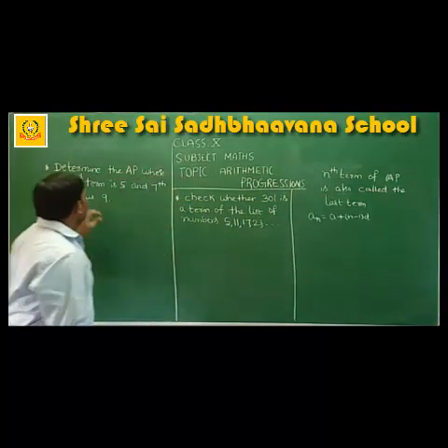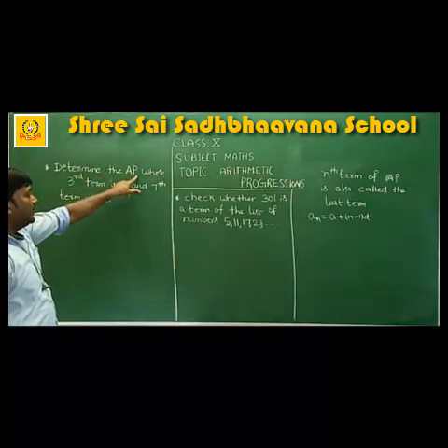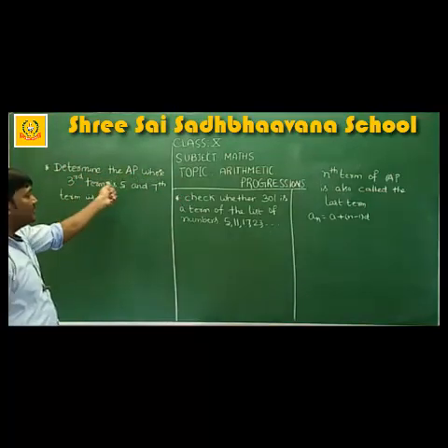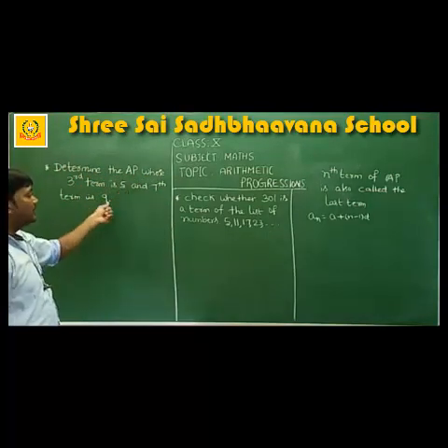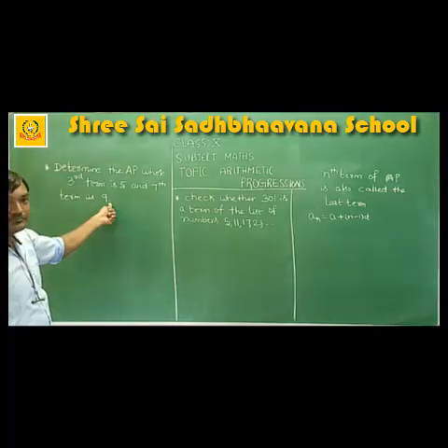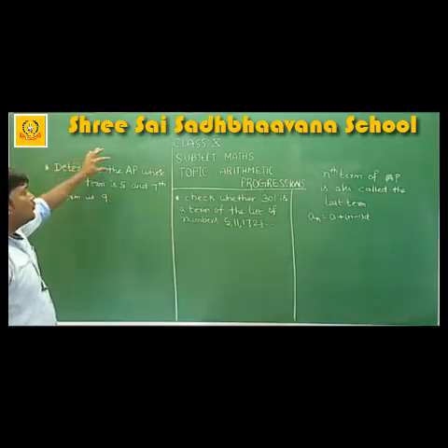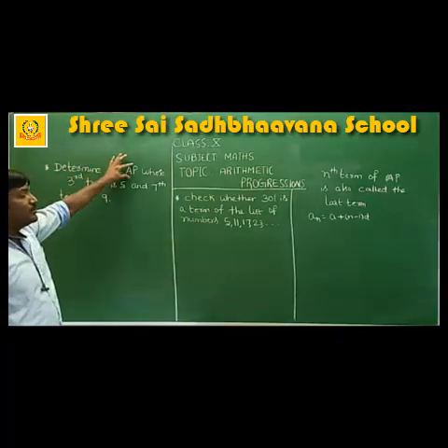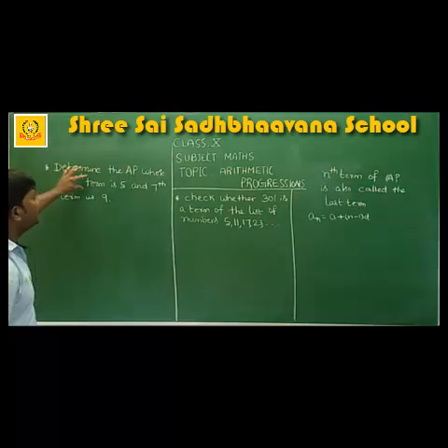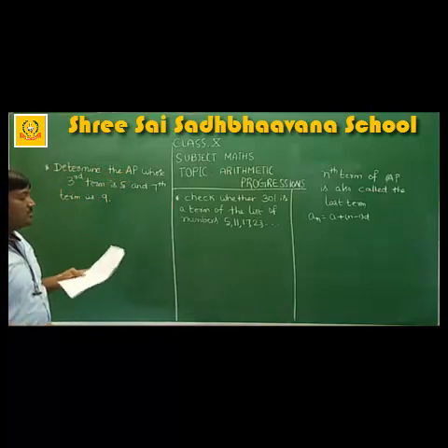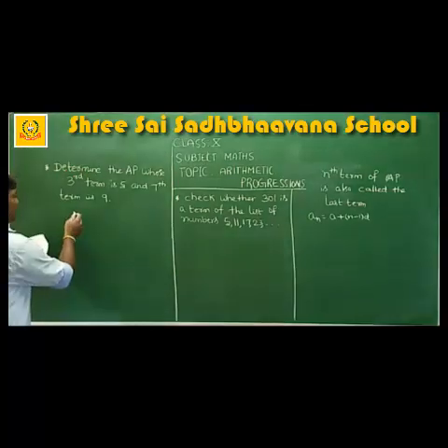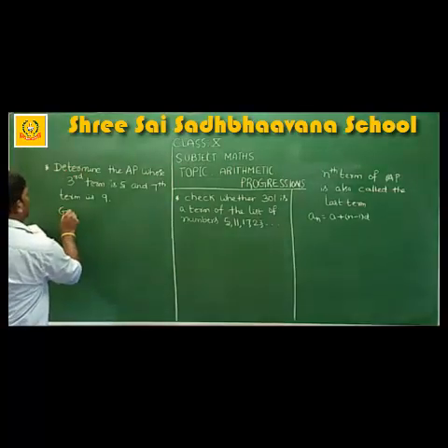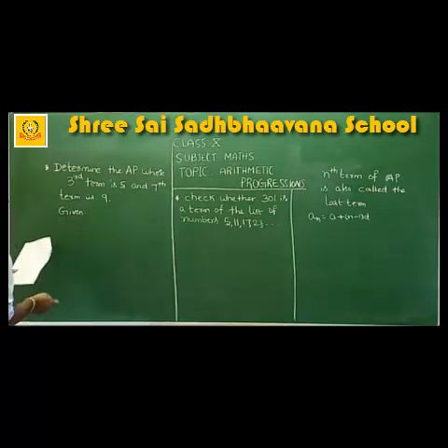The first one: determine the AP whose third term is 5 and seventh term is 9. So we have to find the arithmetic progression where the third term and seventh term are given. Let's just check how we do it. Given, always write given. So what is given here?